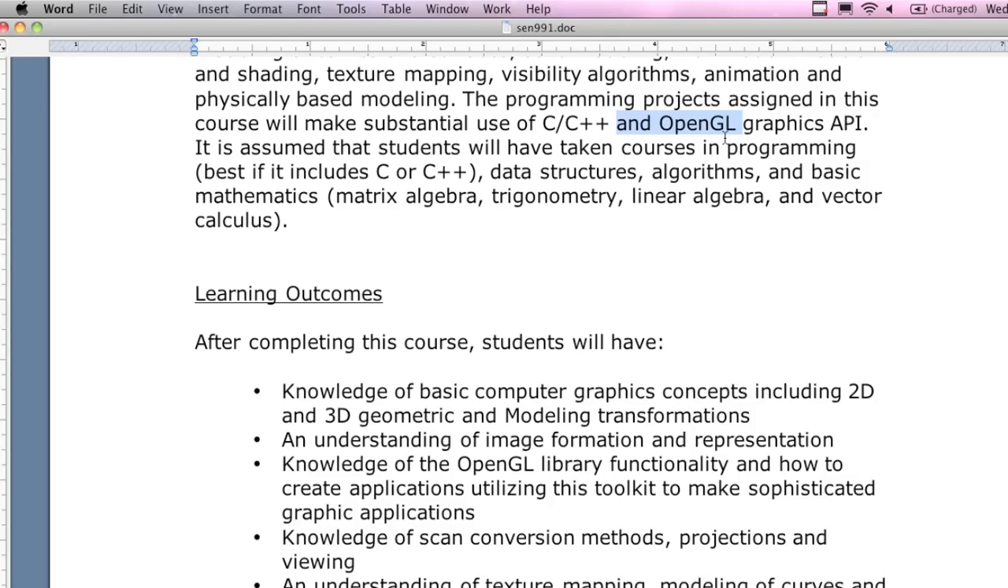OpenGL is a low-level library that works with C. It's a function-based library. If you're familiar with C programming, we have printf, scanf, a bunch of functions that we run. You don't have to worry about programming, and if you don't want to listen to this, you don't have to. This is above and beyond the scope of this course.